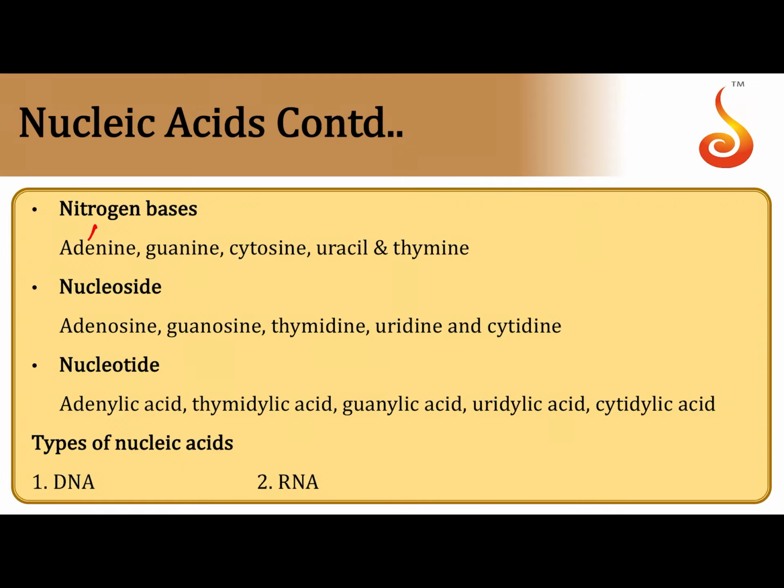What are the different nitrogen bases? The different nitrogen bases are adenine, guanine, cytosine, uracil, and thymine. Adenine and guanine are two-ringed compounds. They have two rings in them, called heterocyclic rings, so we call them purines. Cytosine, uracil, and thymine have a single ring. They just have one ring in them, and we call them pyrimidines.